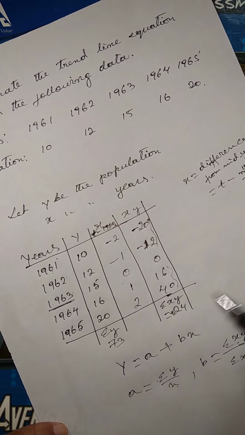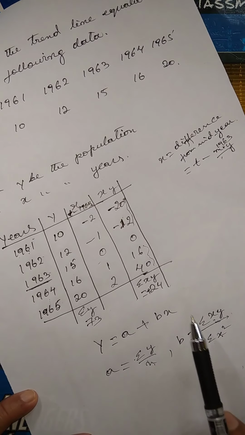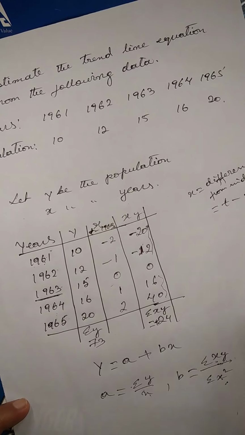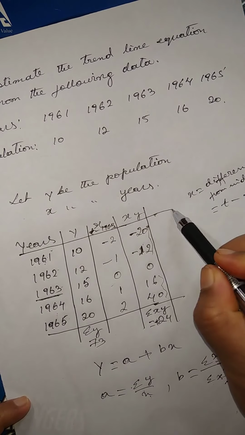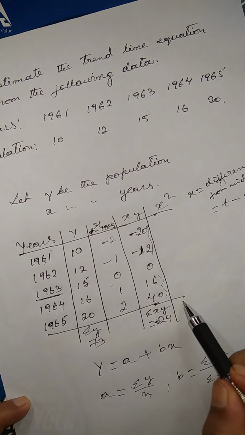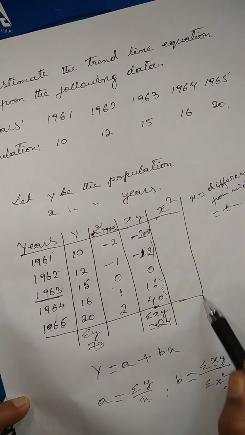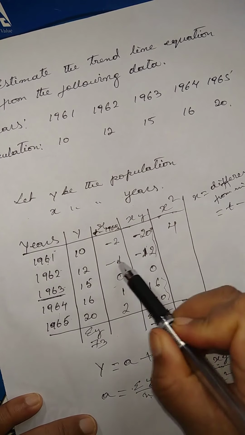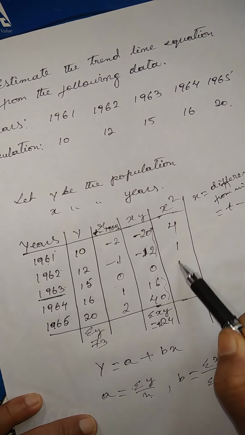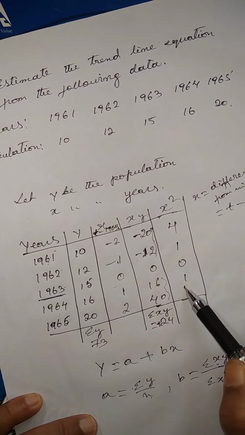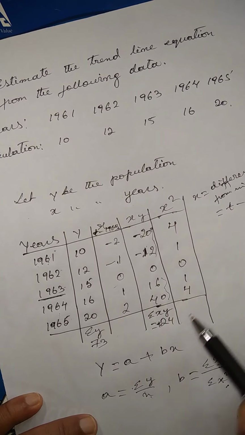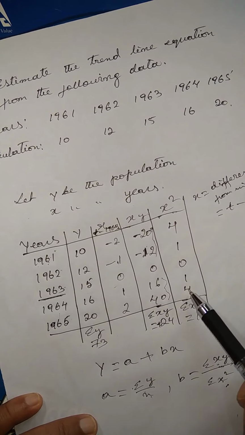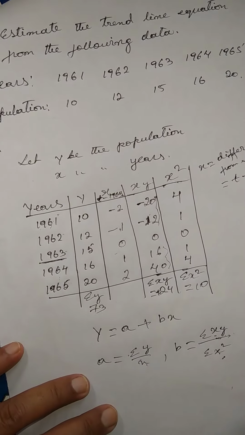We got summation xy, and now we need summation x squared. That means we have to square the value of x. Minus 2 times minus 2 is 4, minus 1 times minus 1 is 1, then 0, then 1, then 4. So what we get here is 4 plus 1 plus 1 plus 4, which equals 10.